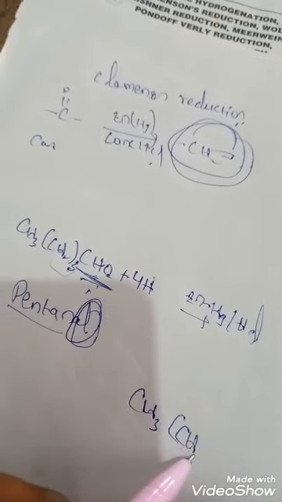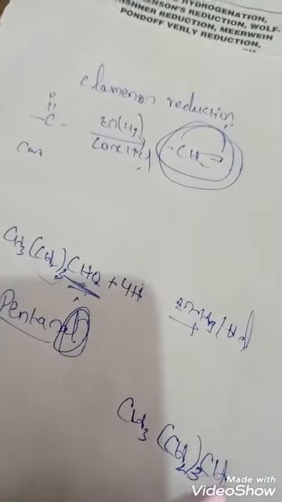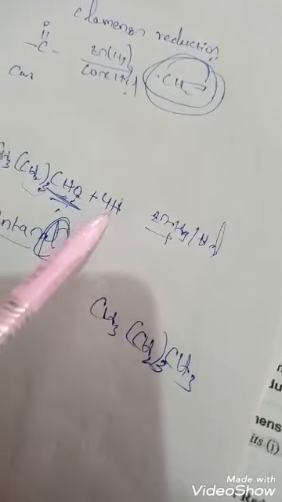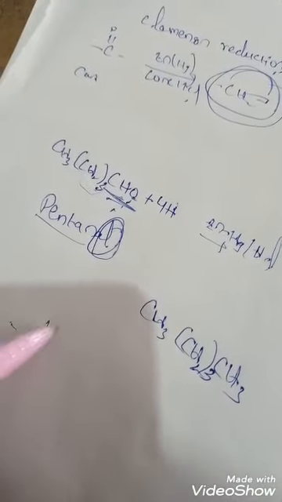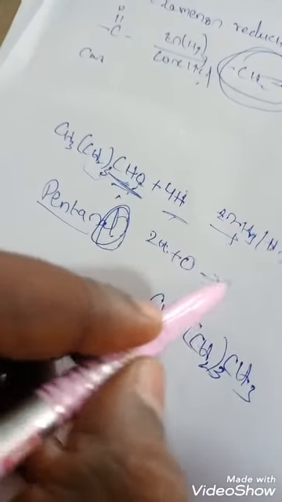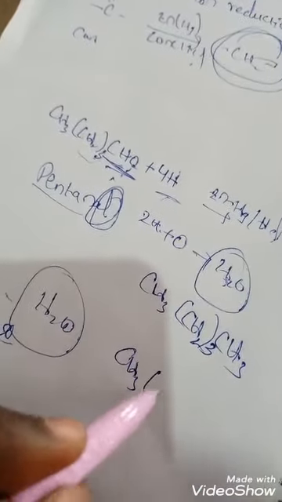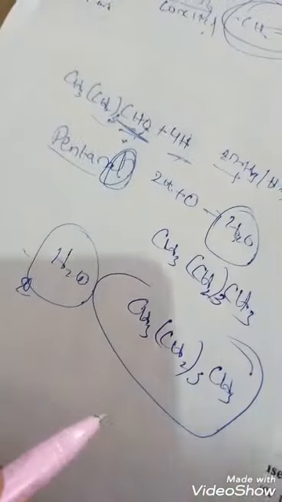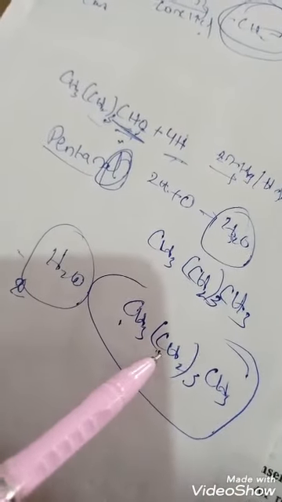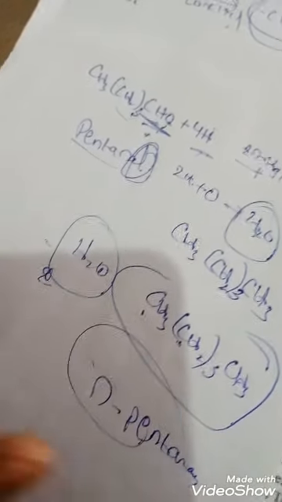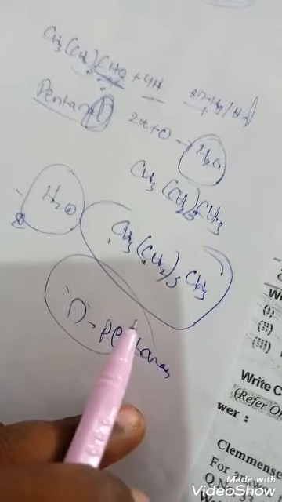CH3(CH2)3CH3 forms. The oxygen combines with the hydrogens to form H2O, and the water molecule leaves. So CH3CH2 with the combination thrice CH3. How many carbons? 1, 2, 3, 4, 5. So it is n-pentane. So what is the definition? Carbonyl compounds converted into alkane groups is called Clemmensen reduction.